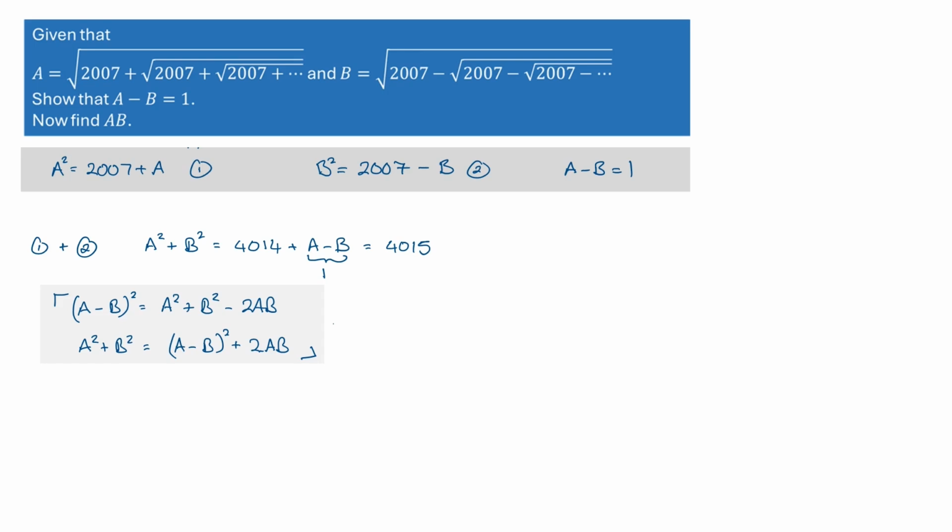So now I'm going to use this. I've rearranged it for the second equation down here. So I know that a squared plus b squared is a minus b all squared plus 2ab. I can substitute that into my first equation, and that's going to tell me that a minus b, which is 1, all squared plus 2ab is 4015. Take away 1 from both sides, 2ab is 4014, and that ultimately tells you that a times b is 2007.